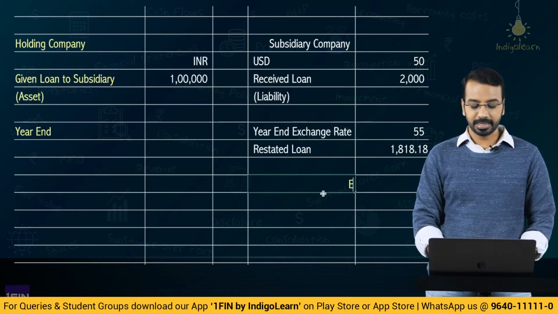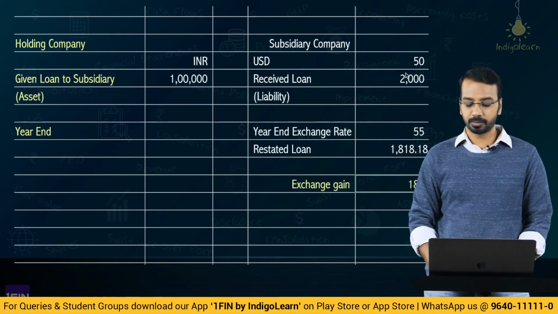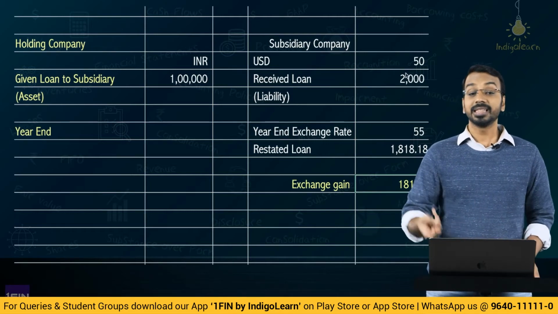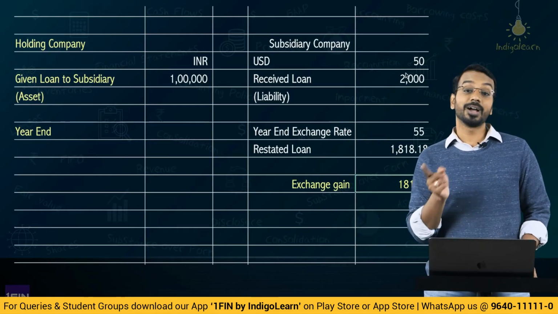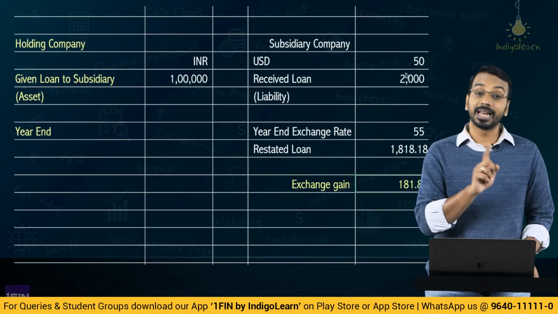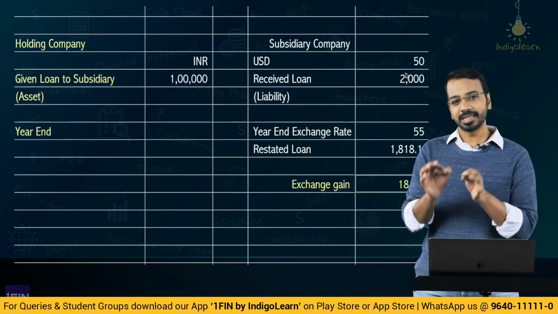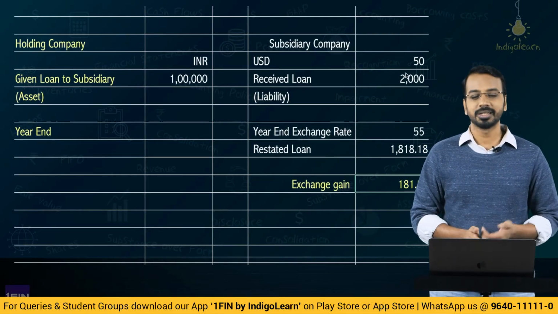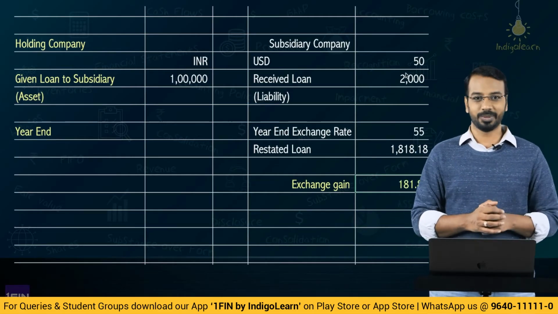What does that mean? It means that there is an exchange gain of 2000 minus 1818.18, which comes to 181.82, or you can round it off to 182. So basically, in the standalone financial statements, the subsidiary company will say, I have a monetary liability designated in foreign currency, let me restate that. Once I restate that, there may be a gain or there may be a loss. Now where do you take this gain or loss? This gain or loss will be taken to the P&L in the standalone financial statements, right?